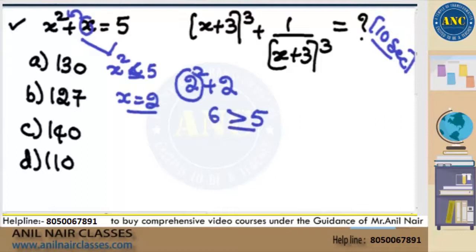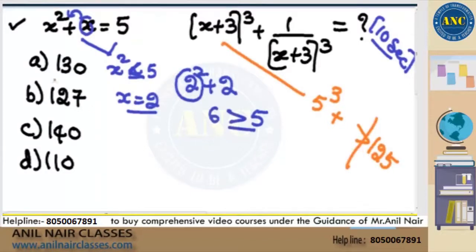Are you all with me? Answer should not be 2. All options are out. If I make x 2, 2 plus 3 is 5 cube. 5 cube plus something. The answer will not be greater than 125. 130 out, 127 out, 110 is the right answer.